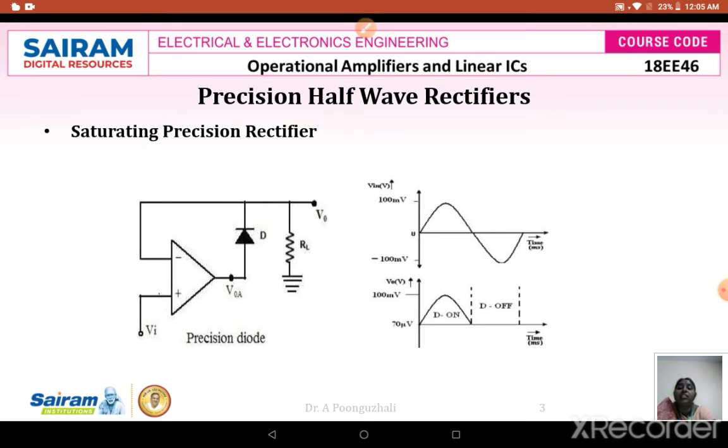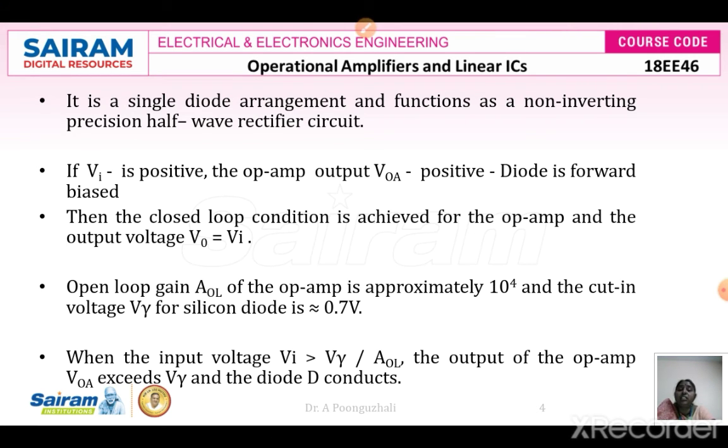So here in this case, when this is negative, it is in the open state, there is no current and your output is going to be saturated. That is, it is going to act like a comparator. There will be no output voltage but it will be saturated. You can see here it is a single diode arrangement and it functions as a non-inverting precision half-wave rectifier circuit. If VI is positive, then the op-amp output is going to be positive.